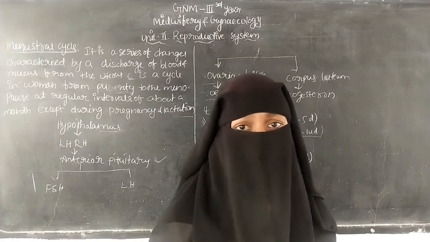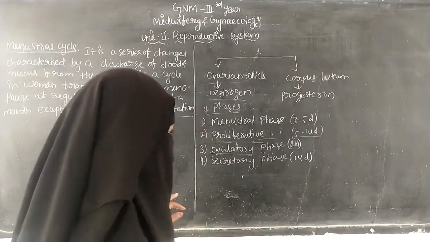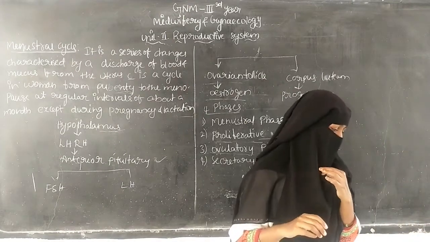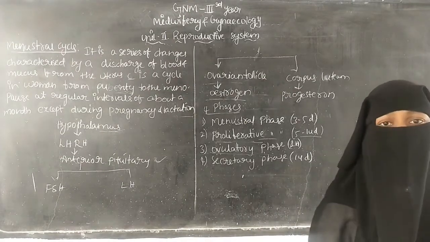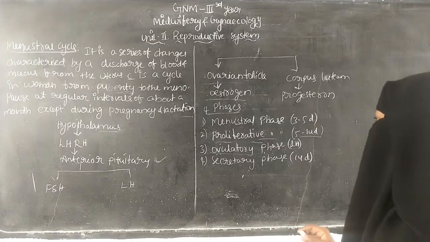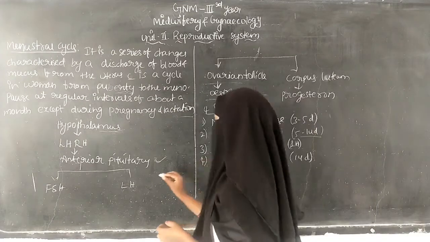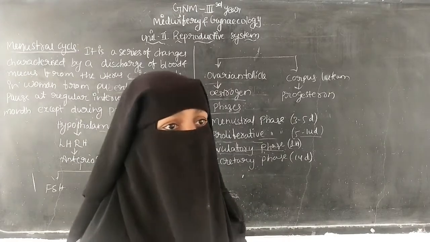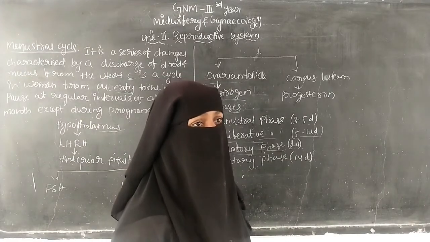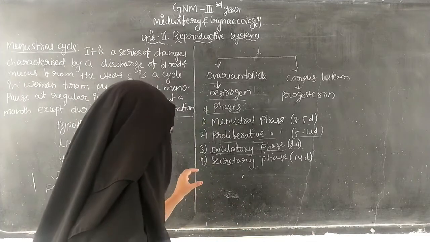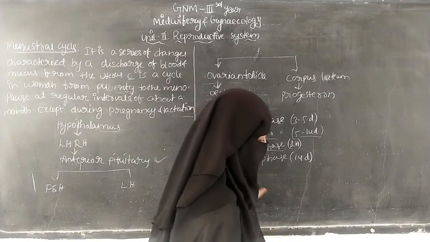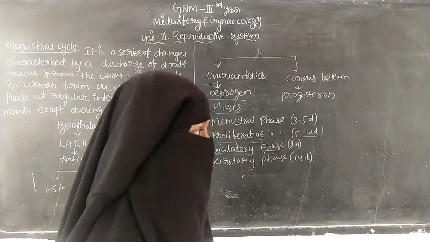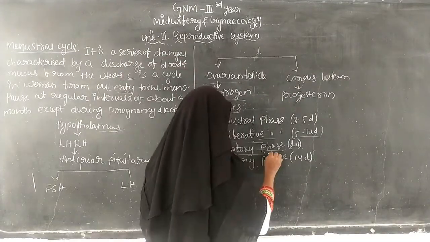In this ovulatory phase, the cervical mucus becomes thin. So the cervical mucus becomes thinner at the time of ovulation. So at the time of ovulation, during the ovulatory phase, the cervical mucus becomes thinner.